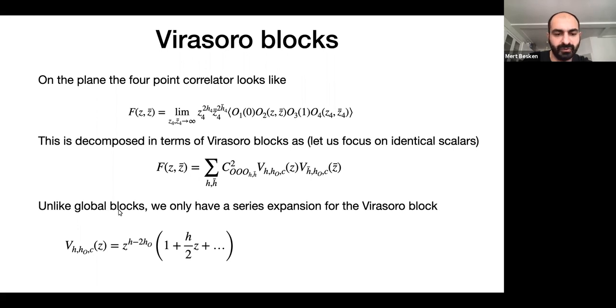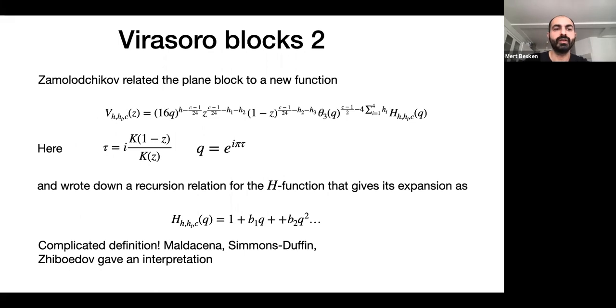Unlike global blocks, which are hypergeometric functions, we only have a series expansion for the Virasoro block. And I just wrote the first two terms in the series expansion. These have been computed using just Virasoro representation theory and also some recursion relations to very high order in z, but we don't have a full closed expression. So Zamolodchikov related the plane block to a new function that I have written down here, which I'm going to call the Zamolodchikov H function.